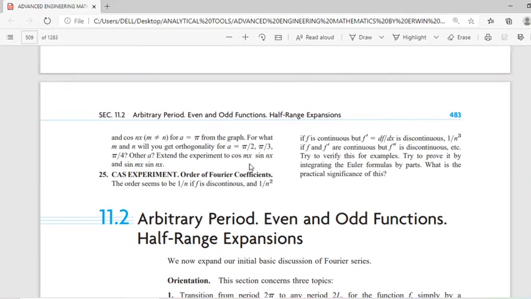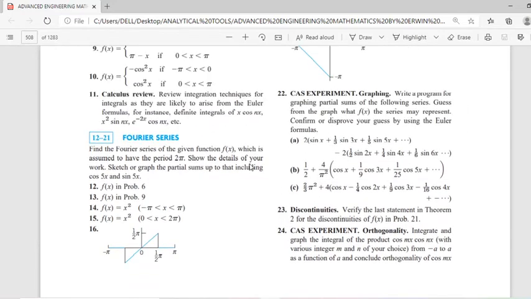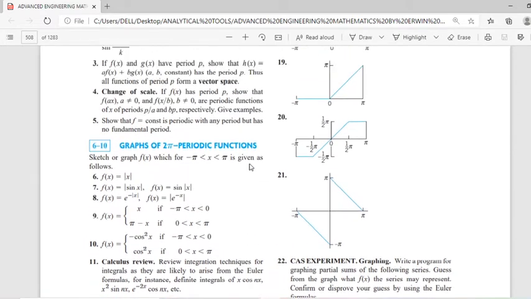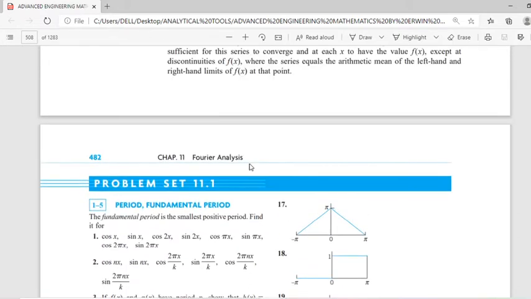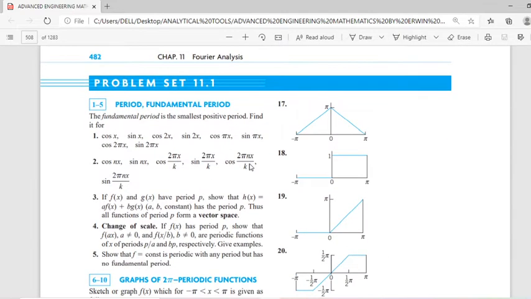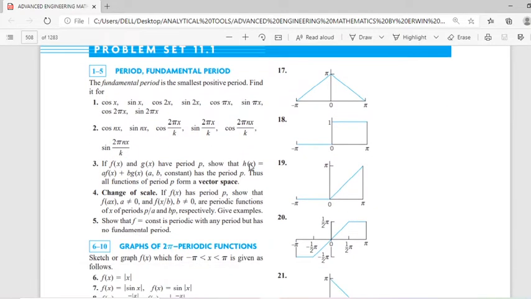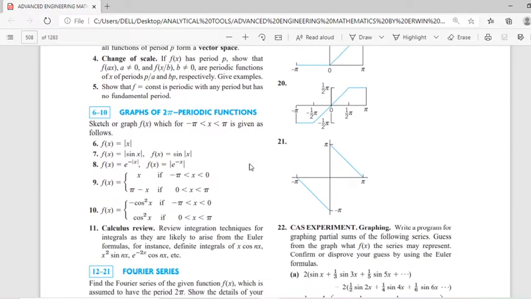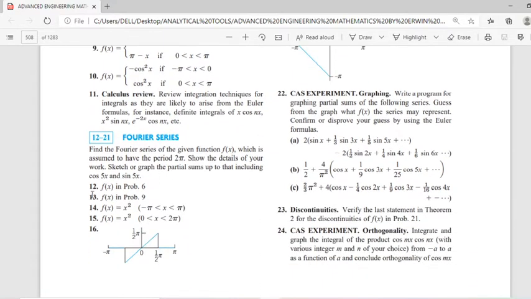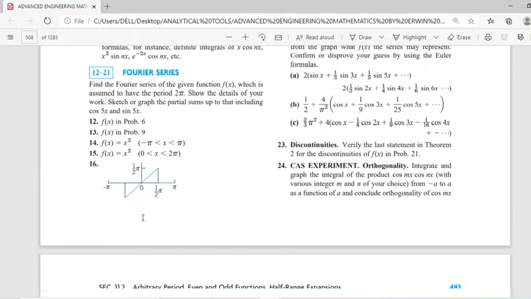Yesterday we discussed the Fourier transformation and we have done some problems. You can go through the problem section 11.1. These are graphs of Fourier series periodic functions. You can draw these graphs, and you can find out the Fourier series for these problems.